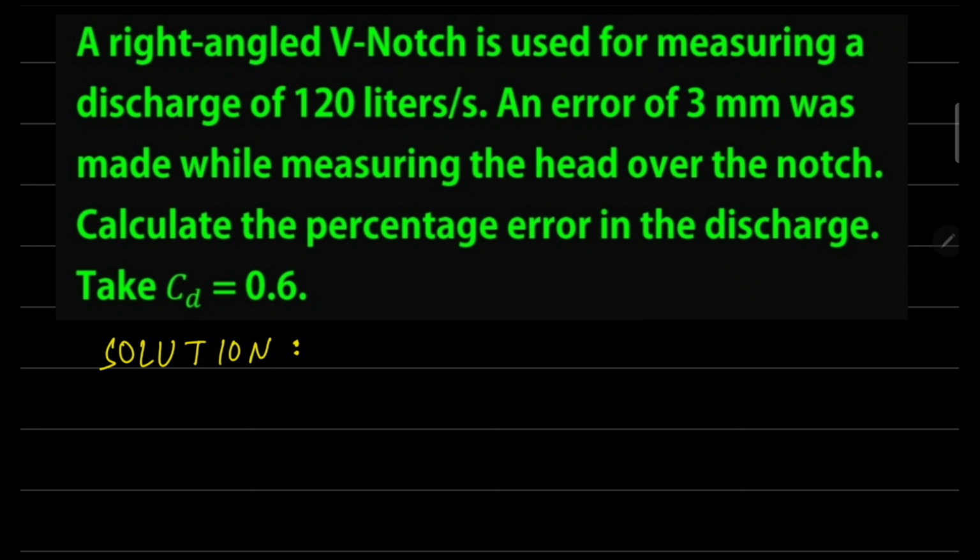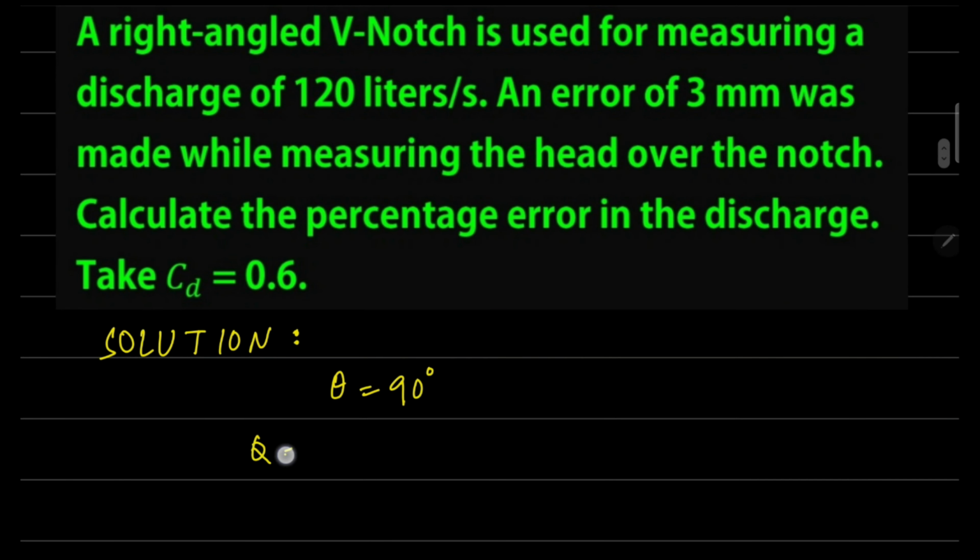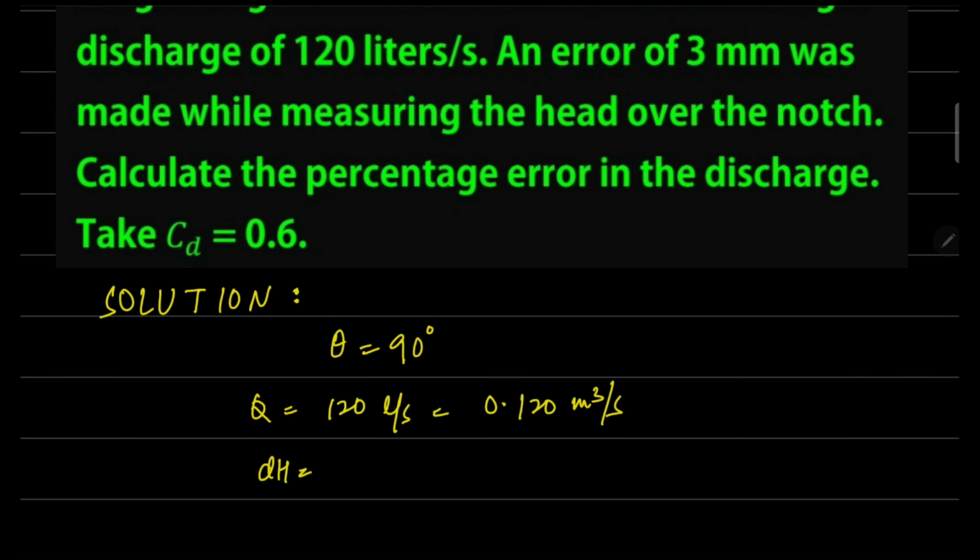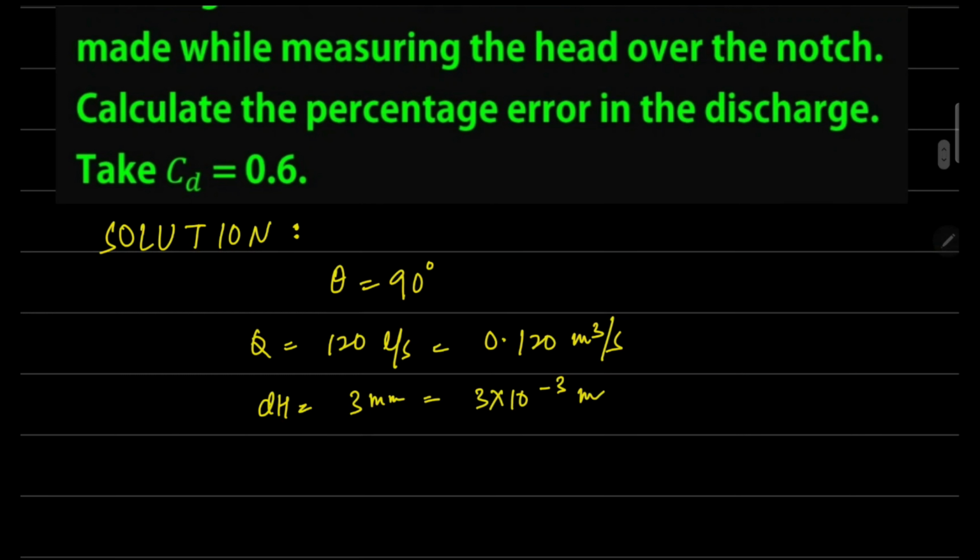So this is a right angle V notch, so theta is equal to 90 degree, and the Q value is given to us, that is 120 liter per second. The error while measuring the head over the notch is 3 mm. This is 3 multiplied by 10 to the power minus 3 meter, and the CD value is 0.6.